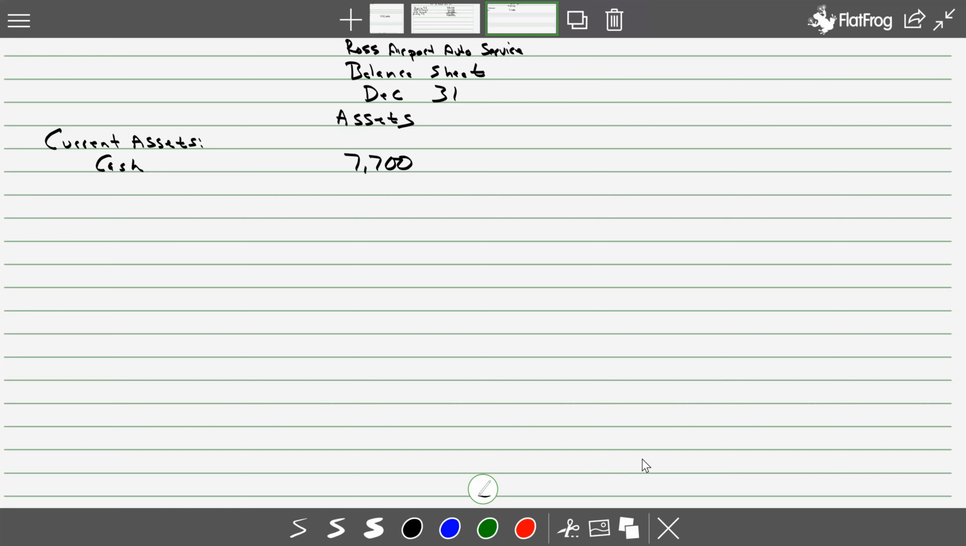Next in the order of liquidity would be our accounts receivable. I'm going to abbreviate it like this because we expect people to pay us pretty soon. So we expect these accounts receivable to turn into cash very soon. 39,200.